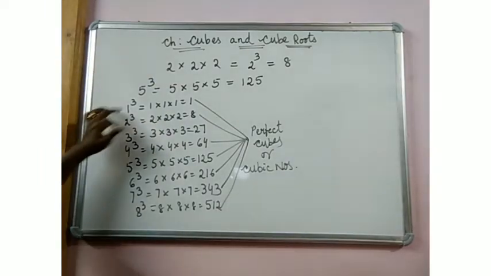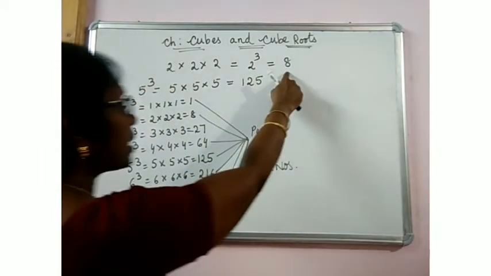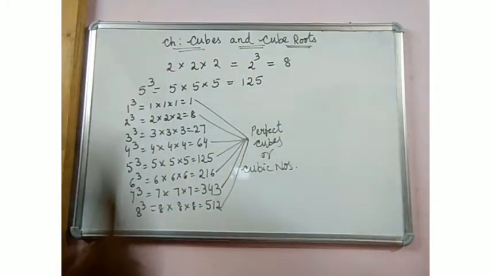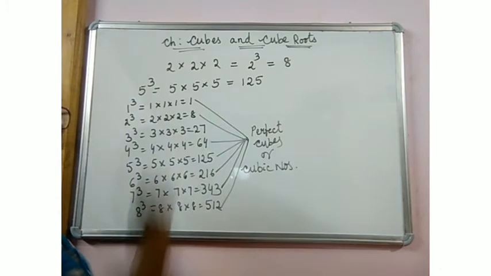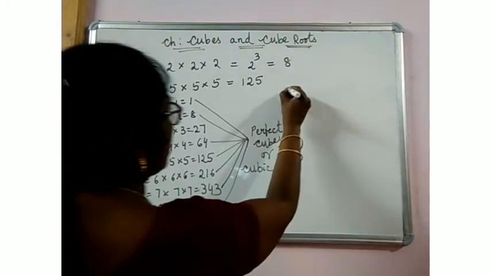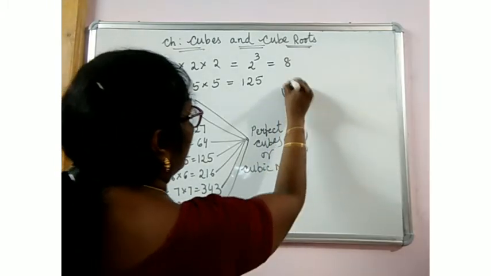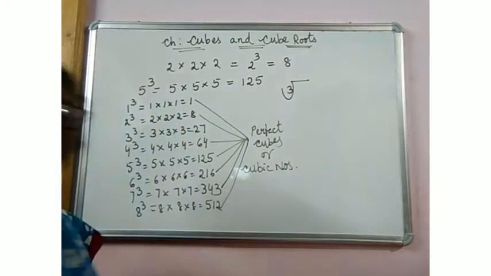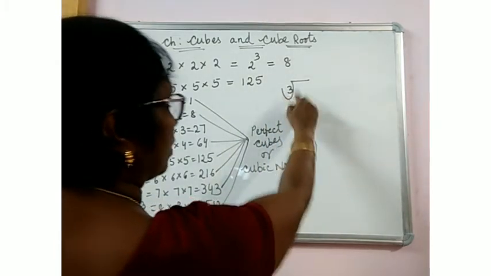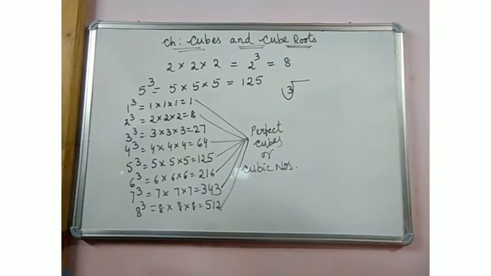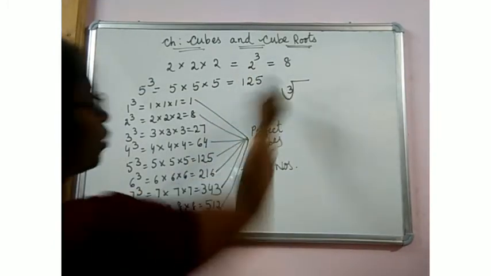Okay. Then if 8 is a perfect cube, how to find the cube root? 1 cube means 3 times we are multiplying. If you want to find the cube root, the cube root symbol has a 3 written like this. For square root we write the symbol like this, but within it for square root there is no need to write 2, whereas for cube root you have to write 3.